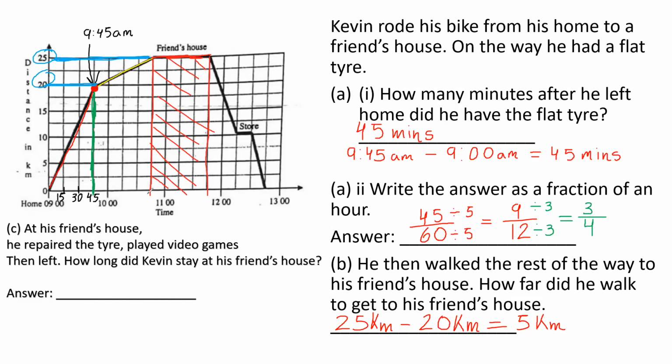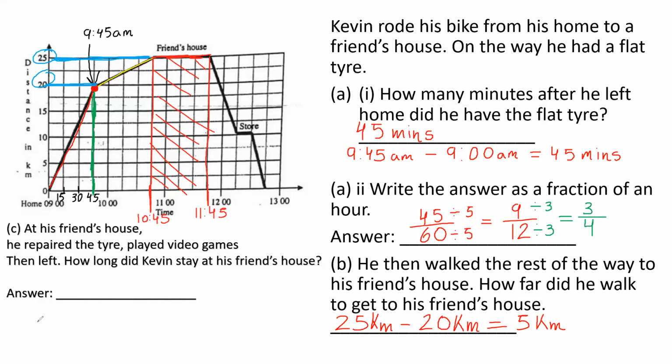Now he starts at his friend's. The time when he started at his friend's house would be 10:45, right? Because this is 10:15, this is 10:30, this is 10:45. And then he left his friend's house at this time. What time is that? That's going to be what? 11:45. So he started at his friend's house at 10:45. He left his friend's house at 11:45.